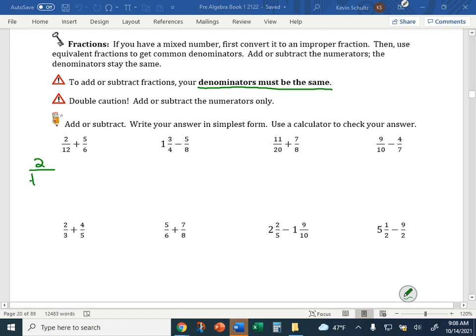If you add 2 tables and 5 chairs, you can't do that. You can't add tables. You're not going to get chables or something, right? You can't add something different to something different. Denominators are the same way. They are a thing. 12ths and 6ths are different sizes. A pizza cut in 12 pieces is a different size than a pizza cut in 6 pieces. Those can't be combined, right?